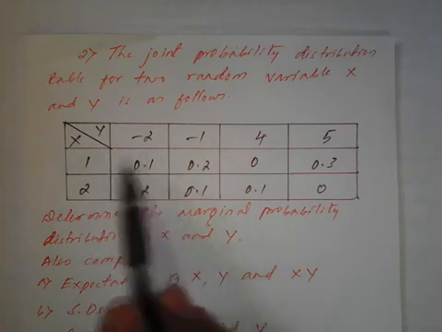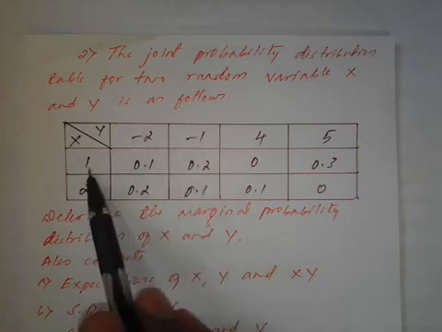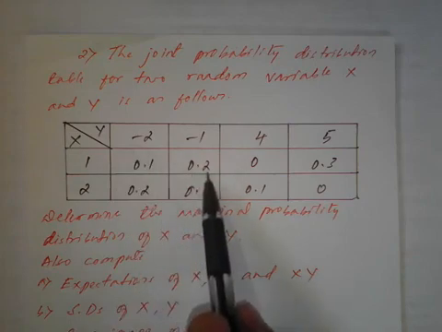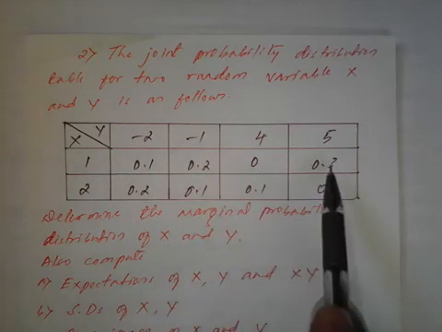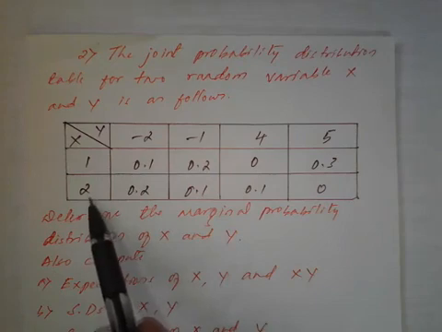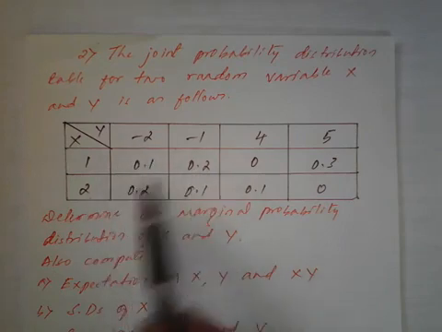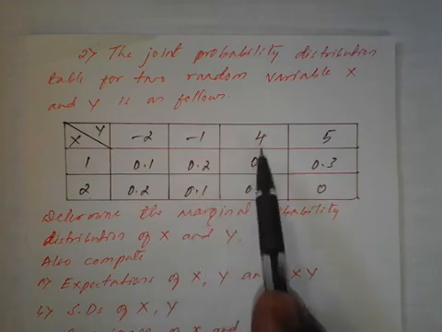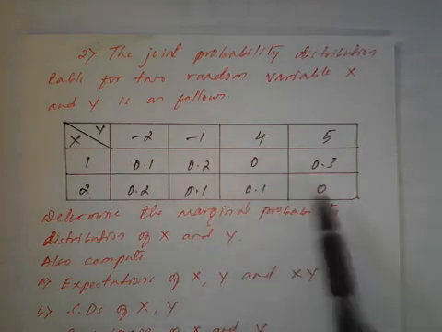These are the joint values: the joint value of 1 and -2 is 0.1, the joint value of 1 and -1 is 0.2, similarly 0 and 0.3. Similarly, the joint value of 2 and -2 is 0.2, 2 and -1 is 0.1, and similarly for the remaining two values.